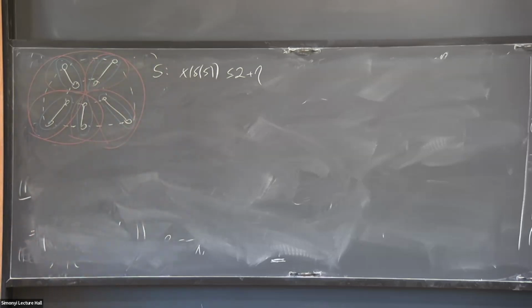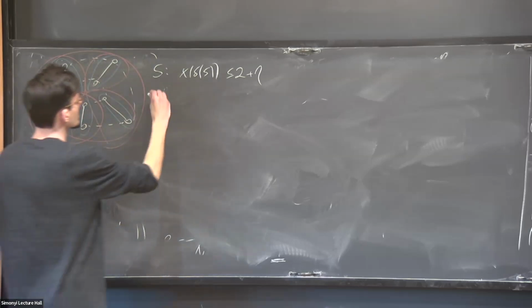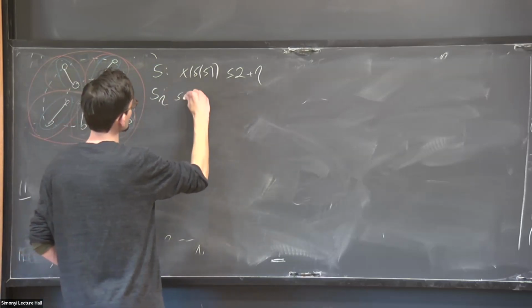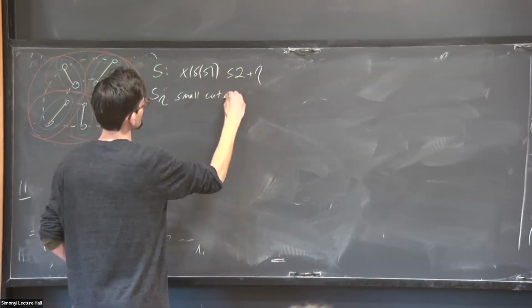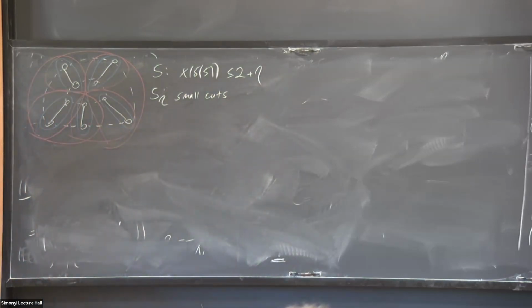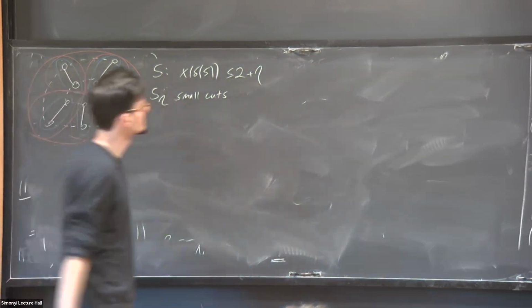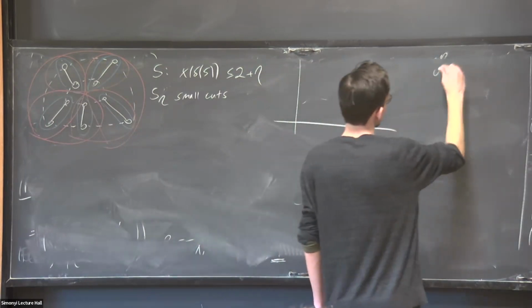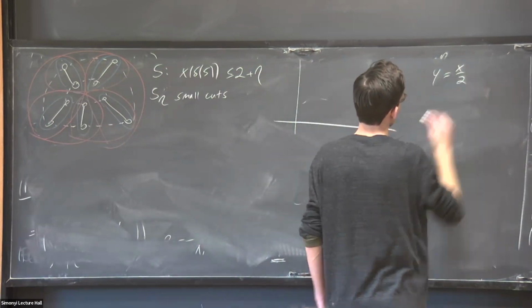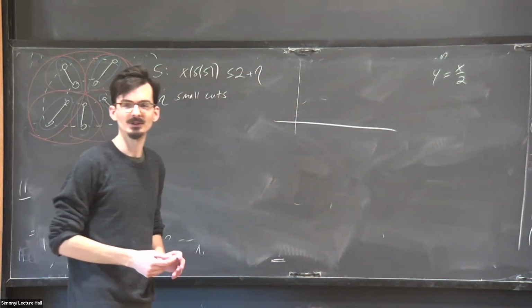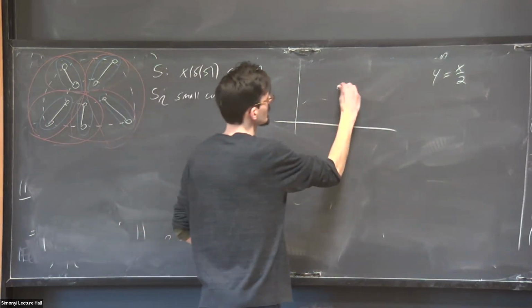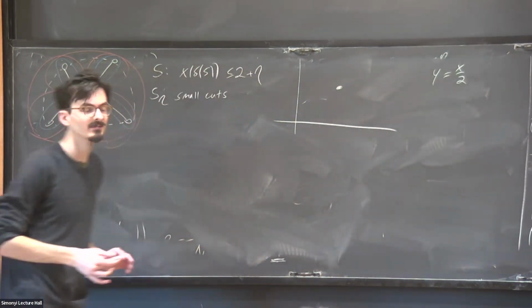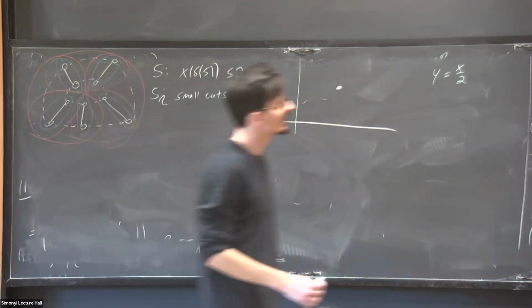Okay. So this is the set S eta of small cuts. And now my approach is going to be to start at y of t equal to x over 2. This is kind of going to be my starting point. And now remember this T-join polytope.